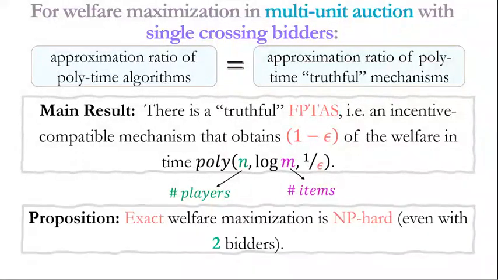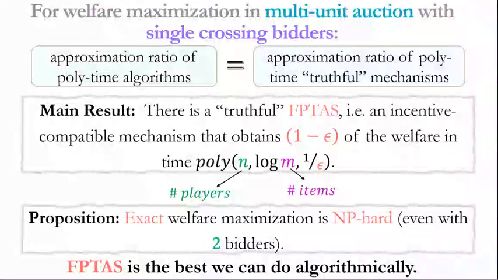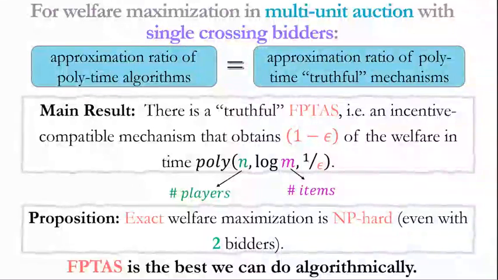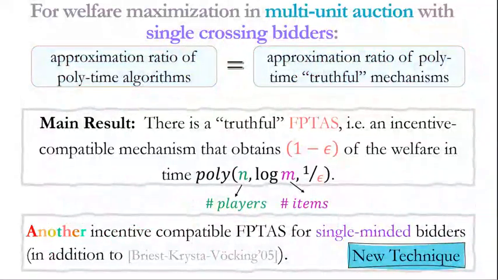While on the other hand, we show that exact welfare maximization is NP-hard, and this is true regardless of strategic considerations. And therefore, a fully polynomial time approximation scheme is the best that one could hope for. And we managed to achieve that with the truthful mechanisms. And this is how we get that algorithms and truthful mechanisms have the same power in this setting. And when devising the truthful mechanism for single crossing bidders in a multi-unit auction, we rely on a new technique for incentive-compatible rounding, which we also use to devise another incentive-compatible FPTAS for single-minded bidders, in addition to the classic one of Briest, Krysta, and Vöcking.